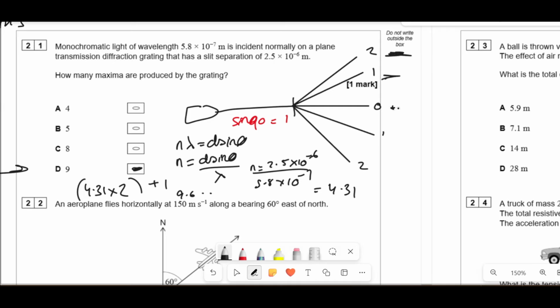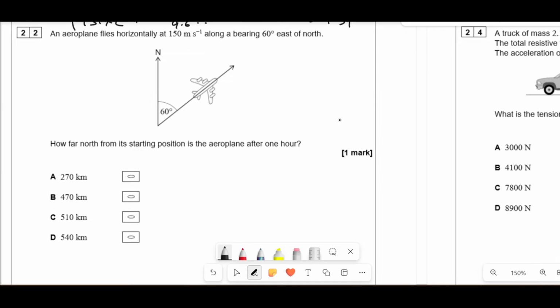An airplane flies horizontally at 150 meters per second along a bearing of 60 degrees east of north. How far north from its starting position is it after 1 hour? So its velocity here is 150 meters per second. We need to find this component here. What I like to do is say that if I'm crossing the angle, it's going to be cos.